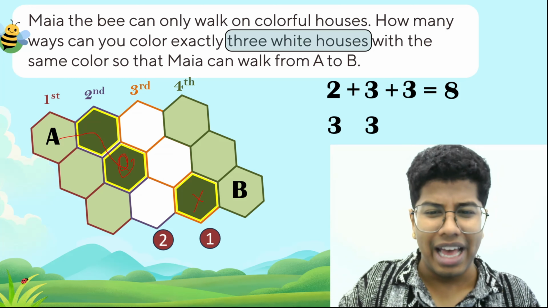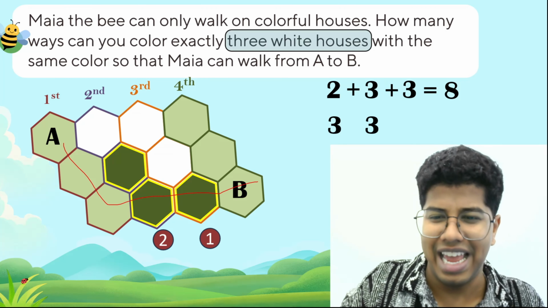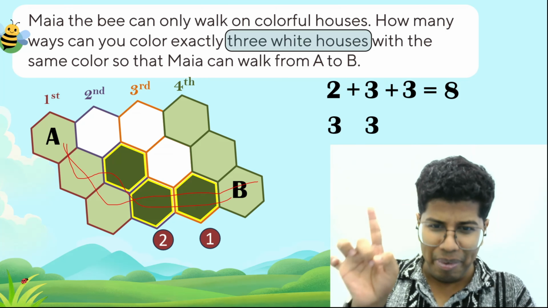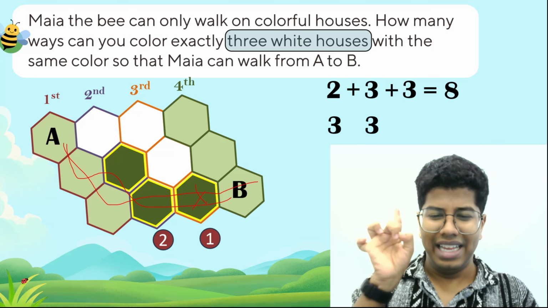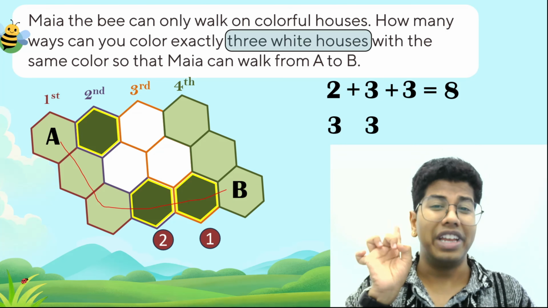So keeping this one as constant, let's try another one. Oh, can the bee still walk? Of course it can still walk. So here this is our first way. Now keeping this one as constant, let's see. Here, can the bee still walk? Yes, we can achieve this by moving here.